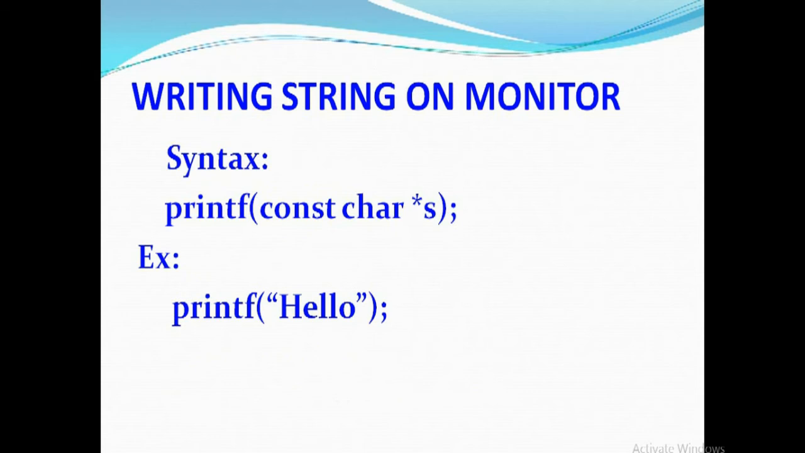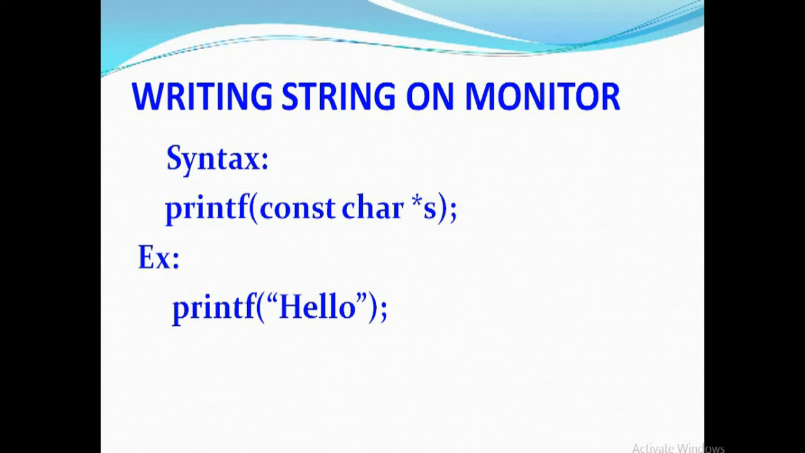Writing a string on monitor. How can we write a string on monitor? We can use the printf function in two ways. One is using printf to retrieve the values available in variable memory and write them on monitor. Another one is writing a string on monitor. These strings are not stored anywhere in the system memory, but you can write them on monitor.